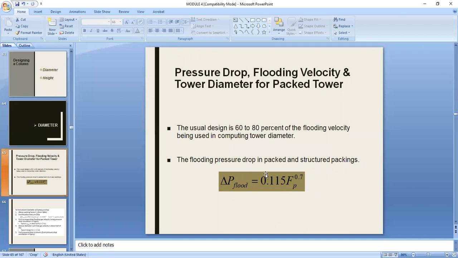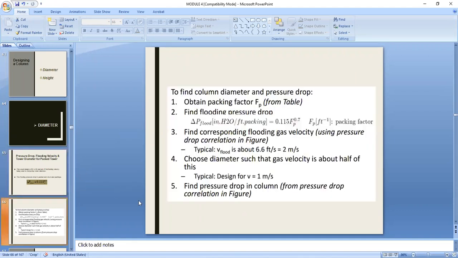Now you need the packing factor, that way you will determine the pressure drop at flooding. So when your column is flooded already, this is the corresponding pressure drop, the delta P. Now, the procedure in determining the column diameter and pressure drop is you first obtain the packing factor, which is taken from the table, then find the flooding pressure drop. The pressure drop delta P is given by 0.115 times the packing factor raised to 0.7. Then find the corresponding flooding gas velocity using the pressure drop correlation.